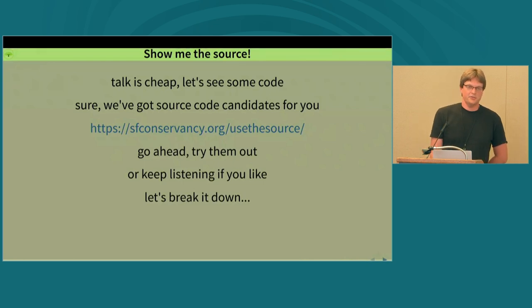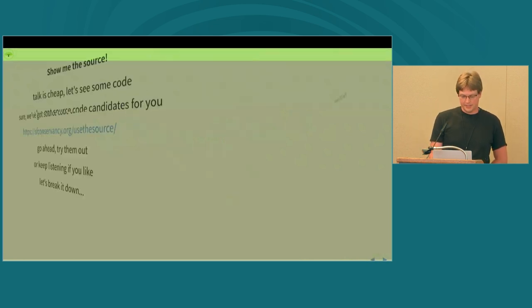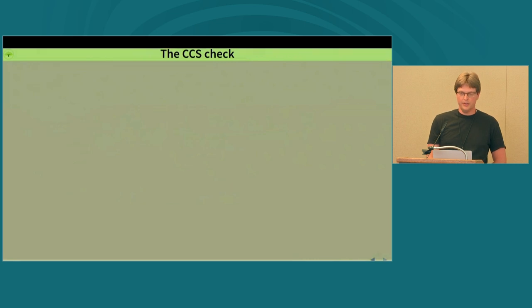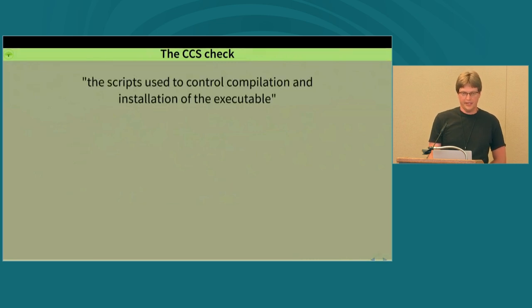What exactly do we do when we check these source candidates? So what is this CCS check? Again, I'll use these words again, since they're very important for determining what we're trying to do. We are trying to check if the source candidate contains the scripts used to control compilation and installation of the executable.